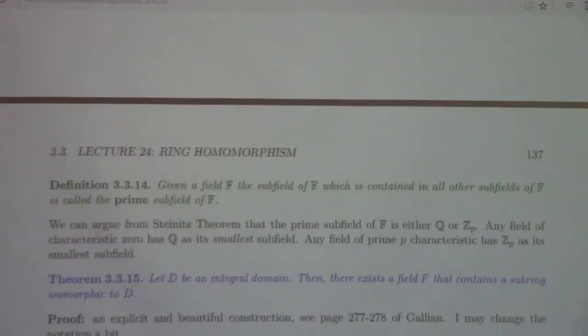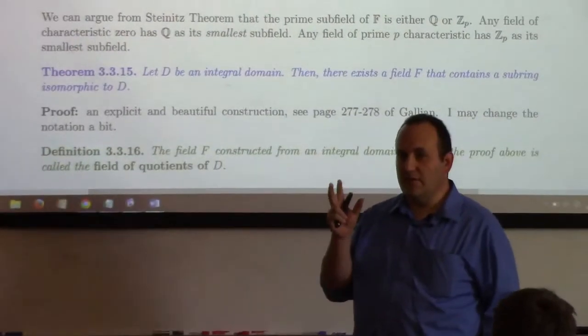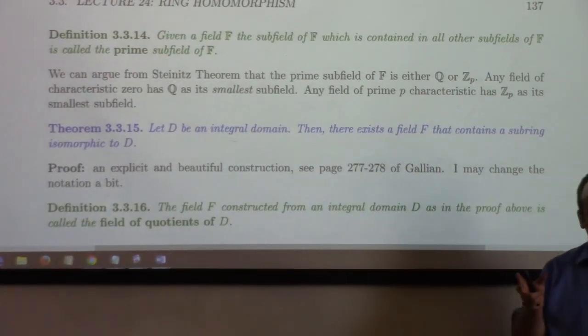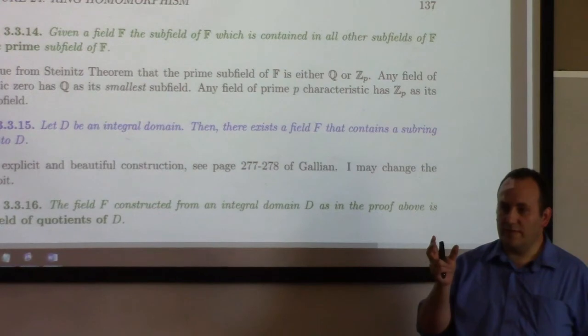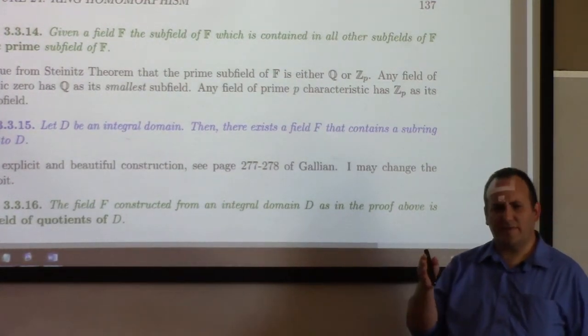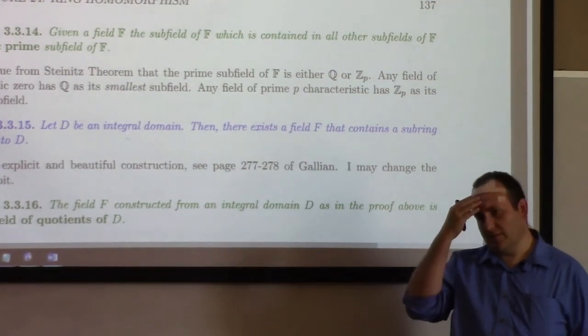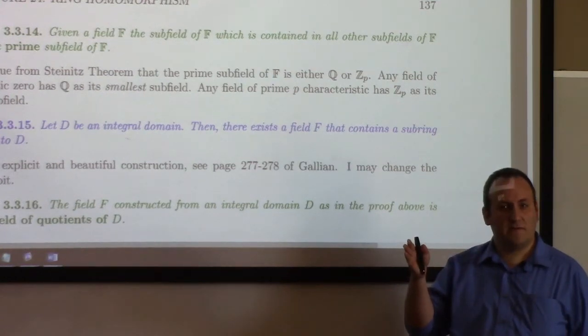Finally, let D be an integral domain. Then there exists a field that contains a subring isomorphic to D. This I'm going to go over next time in detail. What we're going to do is show that if you give me an integral domain, all right, integral domain is what? A commutative ring with identity where there are no zero divisors. Or wait a minute, does there have to be an identity? I forgot. There has to be an identity. Okay, so the commutative ring, no zero divisors, right?